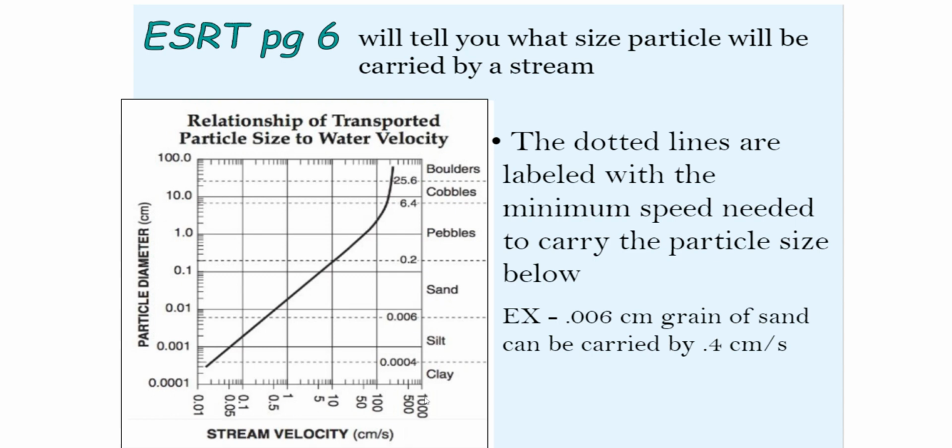This side is showing the type of particle that our stream is carrying based on its velocity. For instance, if my river is going 100 centimeters per second, if I go up and stop at the black line that's created, I see that this would be my particle diameter, around 2 centimeters, and that 2 centimeters is the size of pebbles. Another example would be if my stream velocity is 500 centimeters per second, that river would be carrying a boulder right here, or cobbles, right?